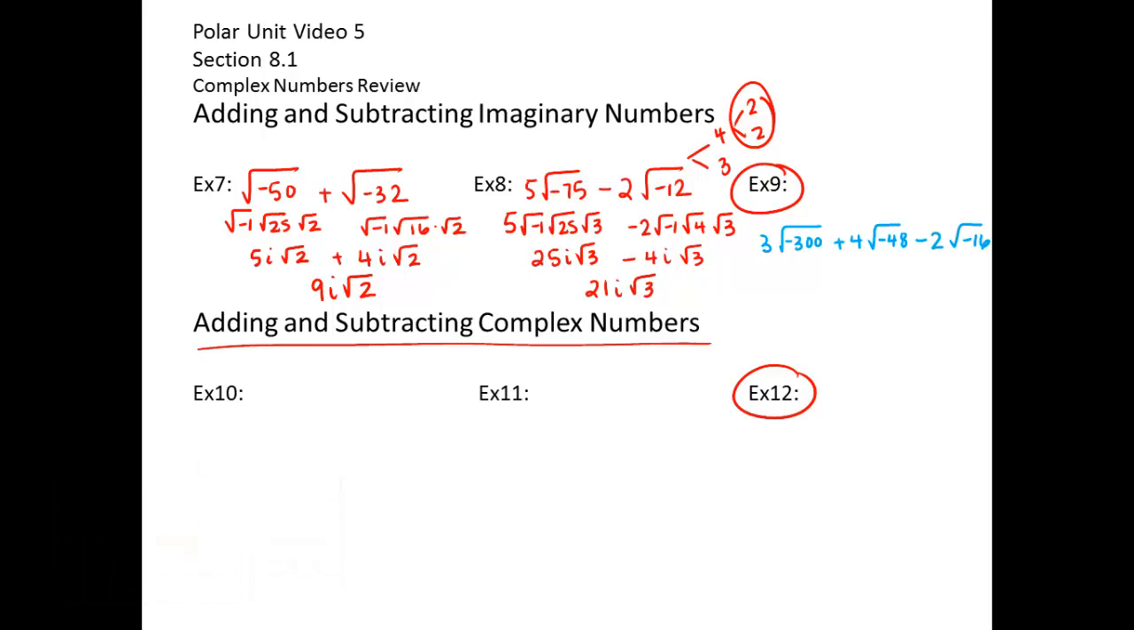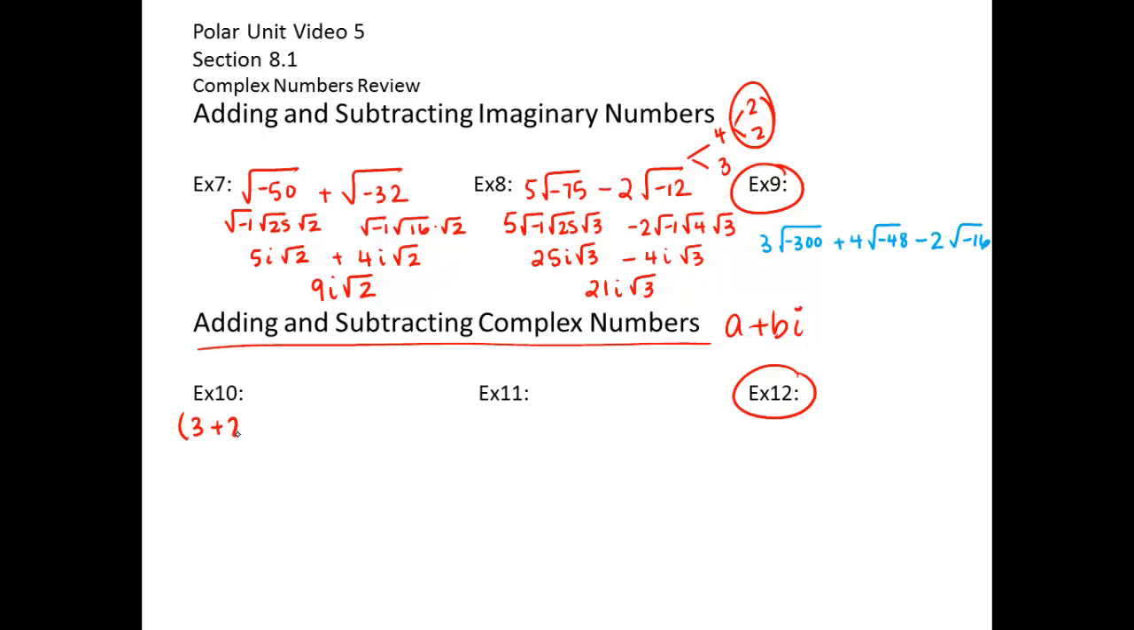Okay, example number 10, adding and subtracting complex numbers. When I add and subtract complex numbers, I'm talking about numbers in the form of a plus bi. When I add those together, I have to add the real parts and the imaginary parts. My answer should be in the form of a plus bi. Here we go. Example number 10.